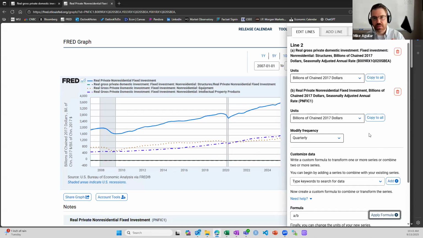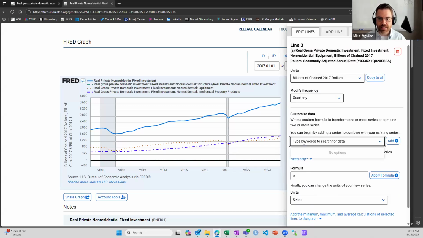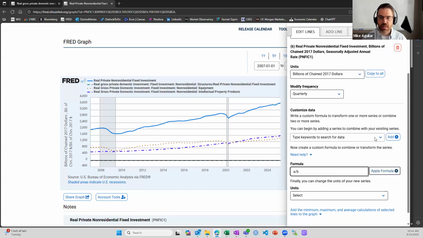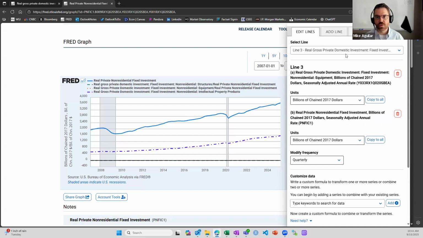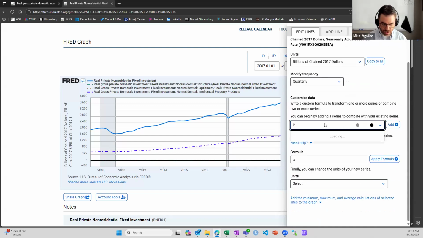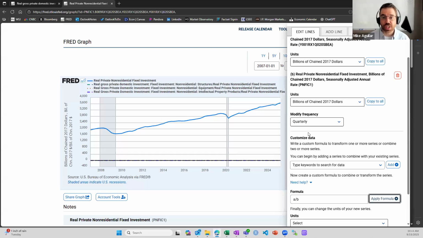In fact, let's do it for the others. All right, let's do equipment. And let's add in that same PNFIC1. There you go, right? And then divide that by B, the total. That's 2 out of 3. Go to IP. I didn't mean to run. PNF. There we go. A divided by B. That's IP divided by the total. And now I got a bunch of shares.